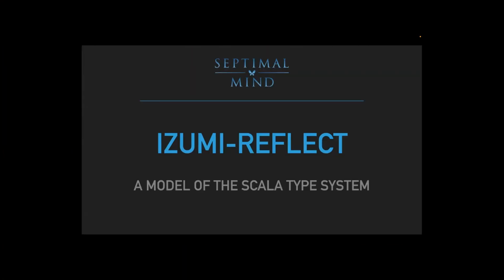Zero core depends on just one small external library called Izumi-Reflect, and it's an independent implementation of TypeTag for Scala. In this talk, we are going to learn how this library works and have a look at the Scala type system from an unusual perspective.